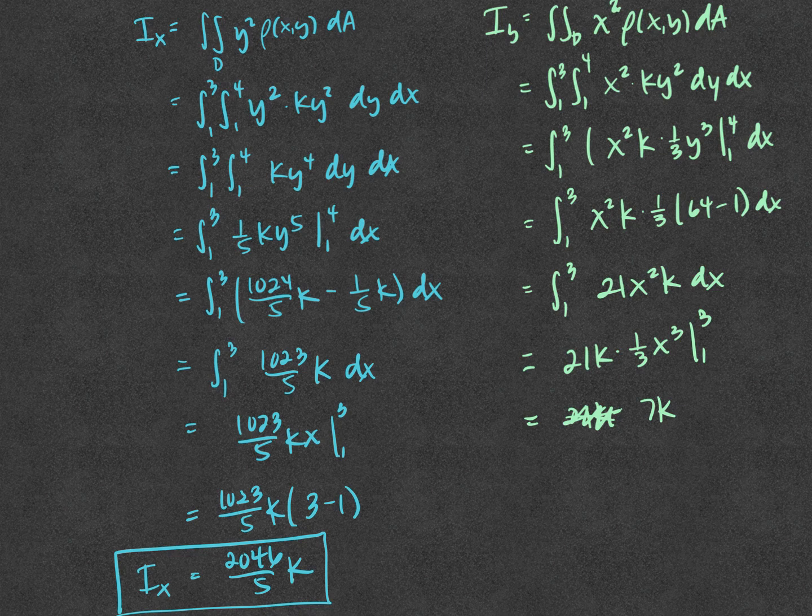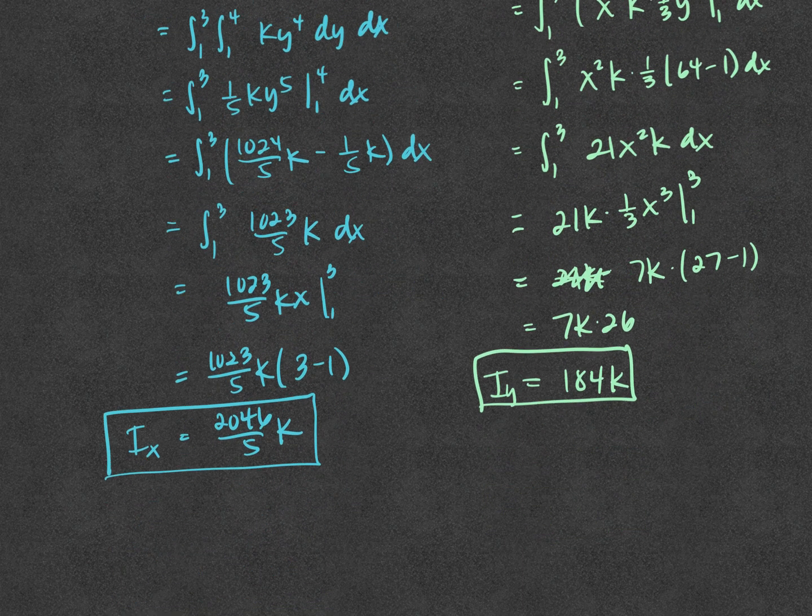So we have 7k times x to the third. So 3 to the third is 27, minus 1 to the third is 1. So we have 7k times 26, which is 182k, and that's our I sub y. So that's two of them.